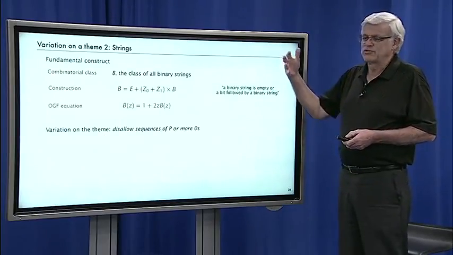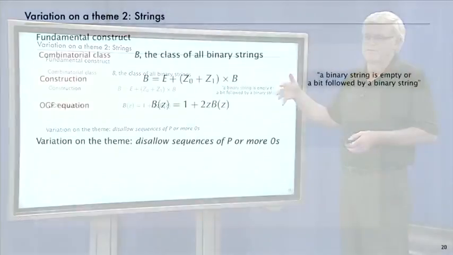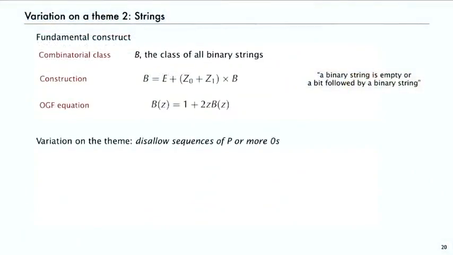Another example of that is strings. Again, we start with a very basic fundamental construct, say the class of all binary strings. Well, a binary string is either empty or it's a 0 or 1 bit followed by a binary string. That immediately gives an OGF equation, B(z) = 1 + 2zB(z). And that immediately leads to the solution, B(z) = 1/(1 - 2z), or the number of binary strings is 2^n. But then we can have all kinds of variations on that theme.